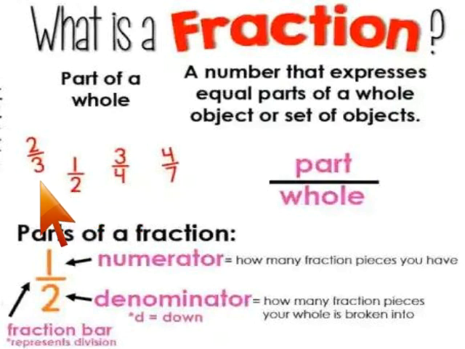Here you can see the fractions 2/3, 1/2, 3/4, and 4/7. That part on top can also be called the numerator. The numerator is how many fraction pieces you have. This line that separates the top and bottom is called the fraction bar, and this actually represents division, or dividing by. The whole on the bottom can be called the denominator.